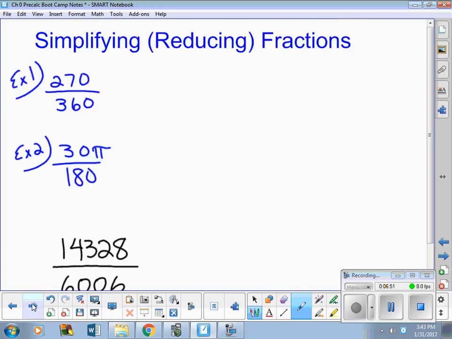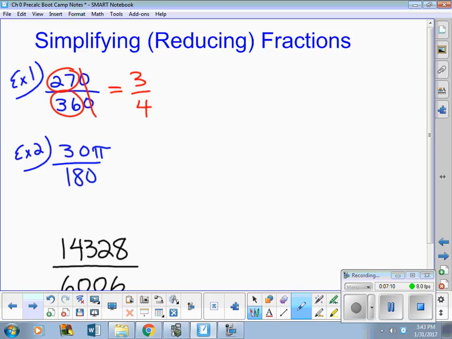Reducing fractions or simplifying fractions. Just a review. Zeros can cross-cancel or just reduce like that. And you think about what goes into numerator and denominator. The greatest common factor is 9, leaving us 3/4.